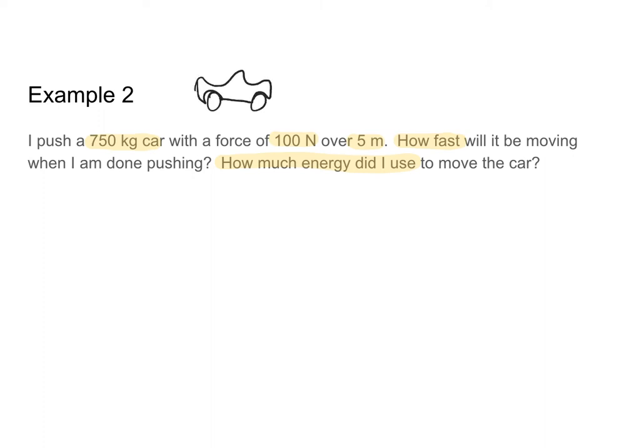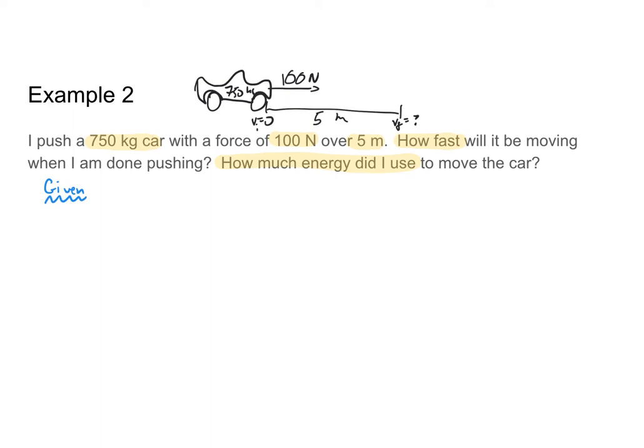So here is my car, and I am pushing it with a force of 100 newtons over a distance of 5 meters. And my car has a mass of 750 kilograms. Initially, my speed is 0, and my final speed is the thing I want to find. So from that picture, I'm ready to go ahead and list out my givens.